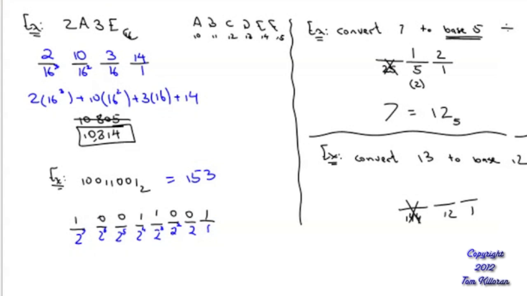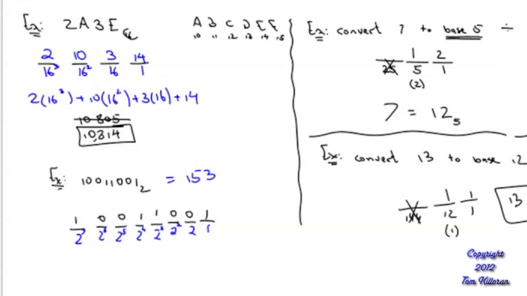12 goes into 13 one time, with a remainder of 1. So 13 to us is 1, 1. Don't say 11. 1, 1 base 12. You say 11, and guess what? Can we put B, base 12?